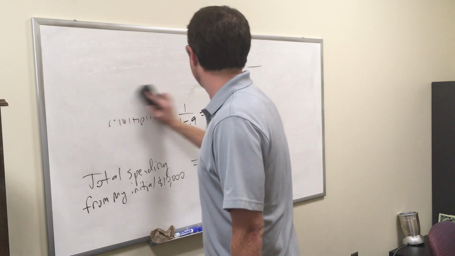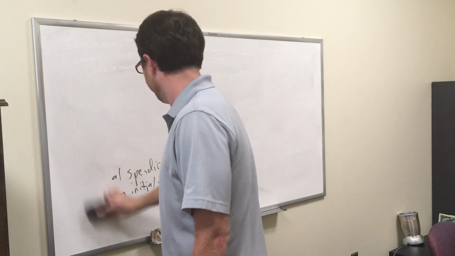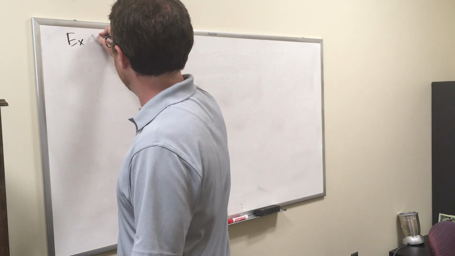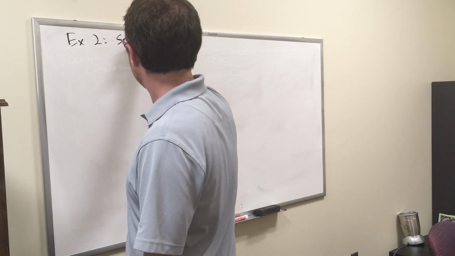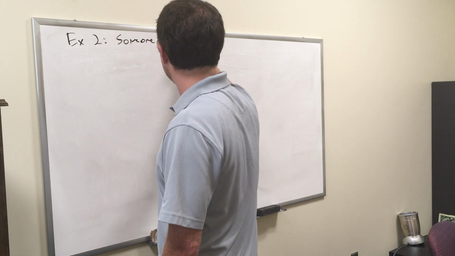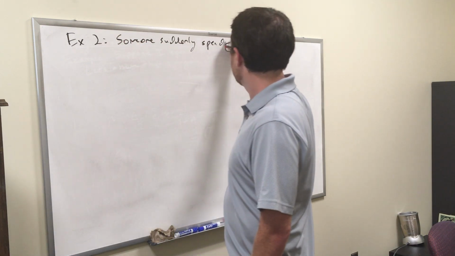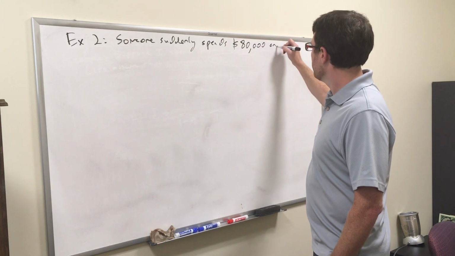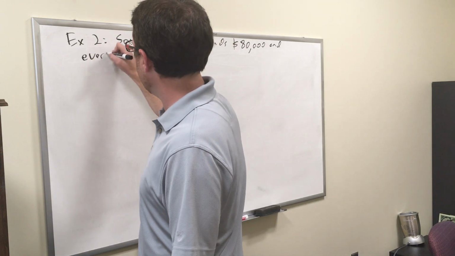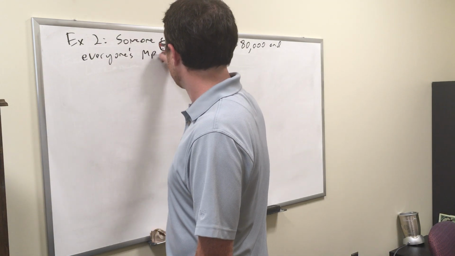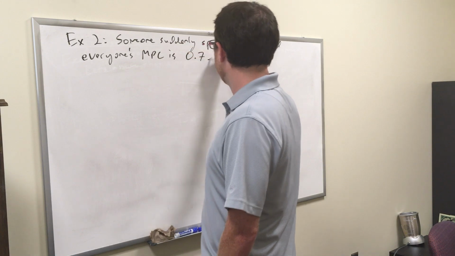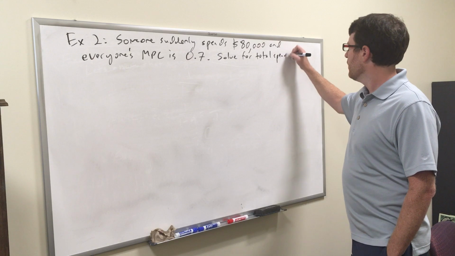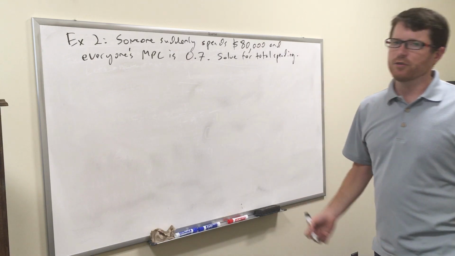Let's do one more example to see what this looks like, like you'll see it on the quiz or the exam. So let's say that someone suddenly spends $80,000 and everyone's MPC is 0.7. Solve for total spending based on this initial 80 grand spent.